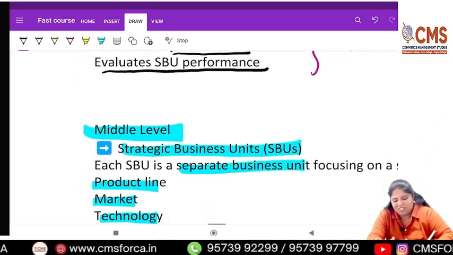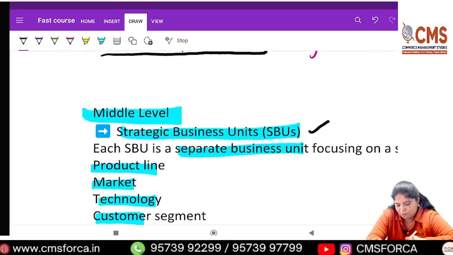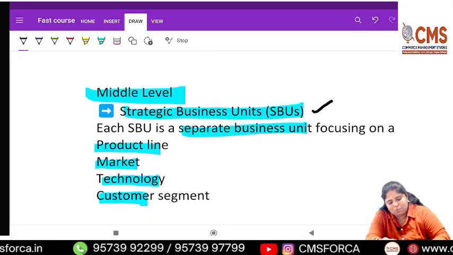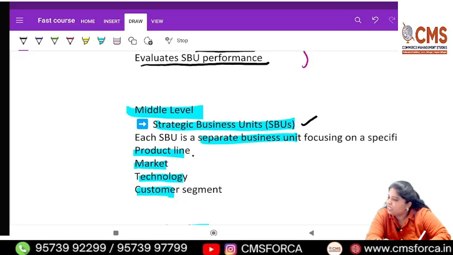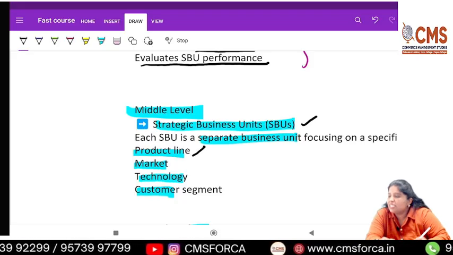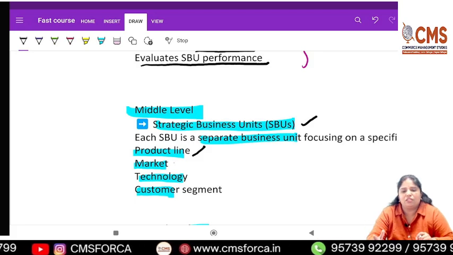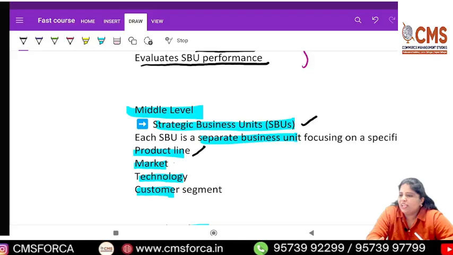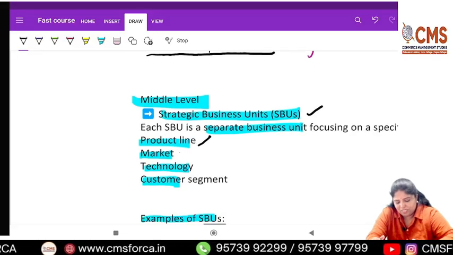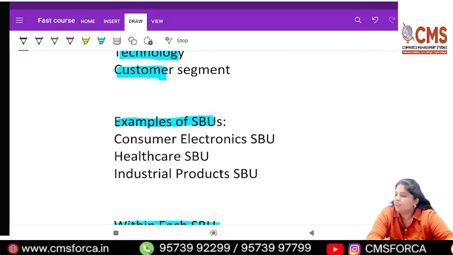It is the middle level. You have SBUs. Each is a separate SBU. They may focus on specific products, markets, technology, or even on customers or geographical location. We can go for grouping of SBUs. Examples I just gave are shown in the diagram.